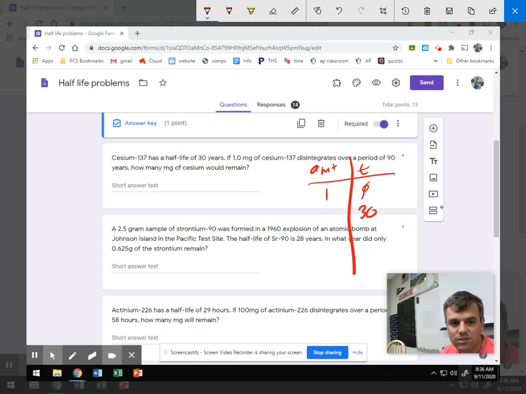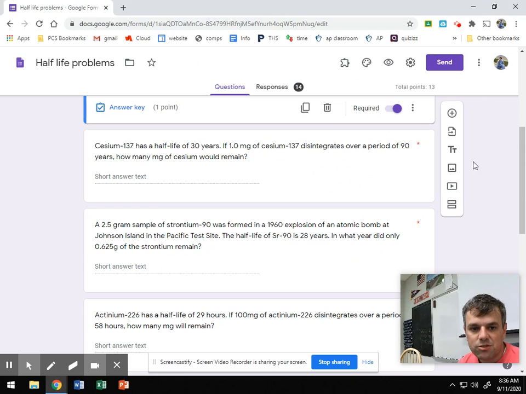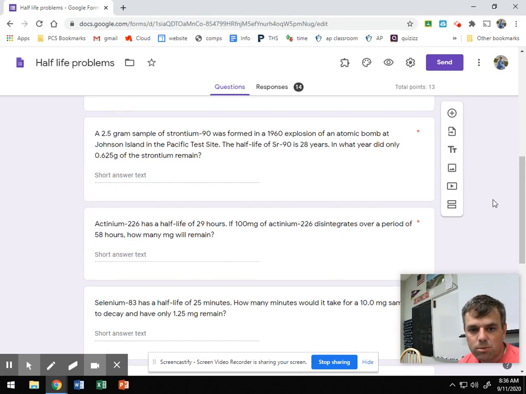After 30 years, we would have half of that, or 0.5. After 60 years, we would have 0.25. And after another 30 years, or 90 years, we would have 0.125. So 0.125 was the answer, or 0.125 is also an acceptable answer.